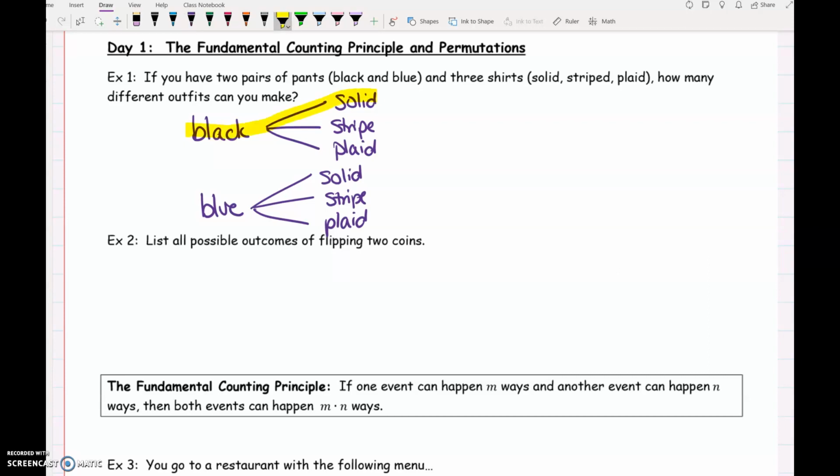black pants, solid shirt. That's one outfit. So the ends of this represent the total number of outfits. There are 1, 2, 3, 4, 5, 6. There are 6 outfits.